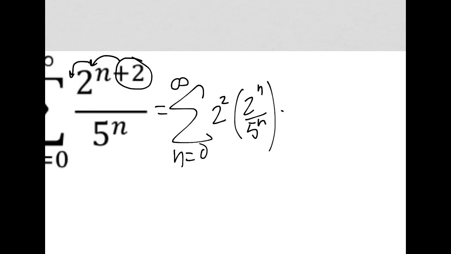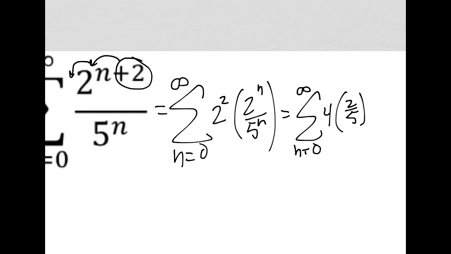The reason I wanted to do that is because now I can rewrite this as the sum from n equals 0 up to infinity. 2 squared I'll write as 4, but 2 to the n over 5 to the n I'll write as 2/5 to the power of n, which is the first step. But the problem is, everything we've done in this class, we have dealt with n starting with 1, and that exponent being n minus 1. And that's not currently what this says. So we need to do a little rewriting.